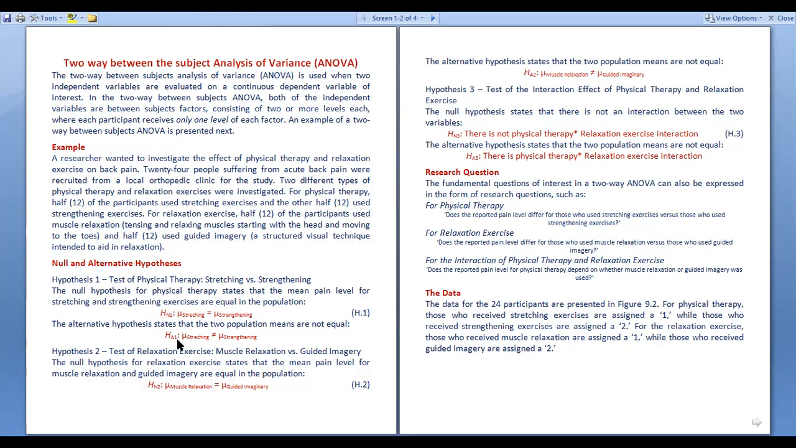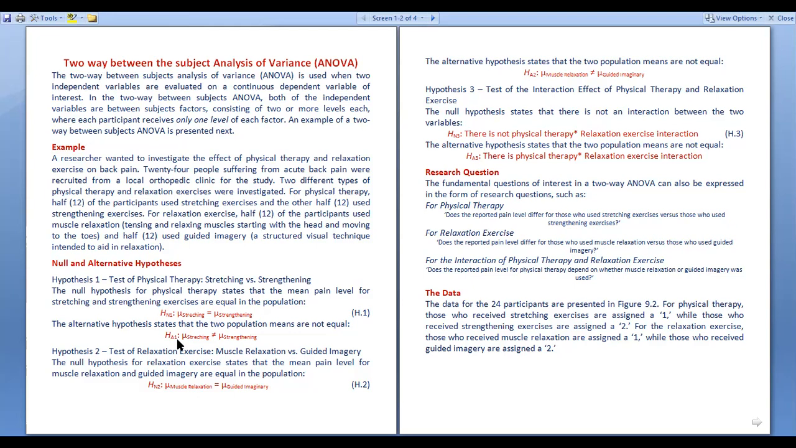So here we have the null hypothesis, that is H0 2, where mean of muscle relaxation is equal to mean of guided imagery. This means that there is no significant difference between the relaxation exercises, either muscle relaxation or guided imagery, and the back pain of the patient.